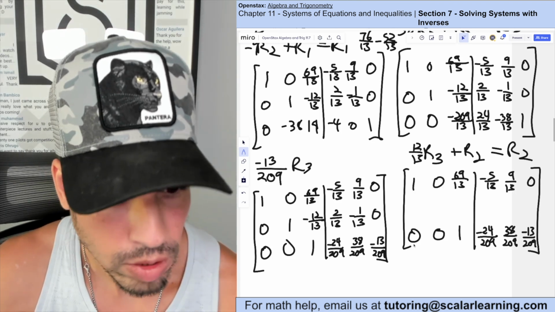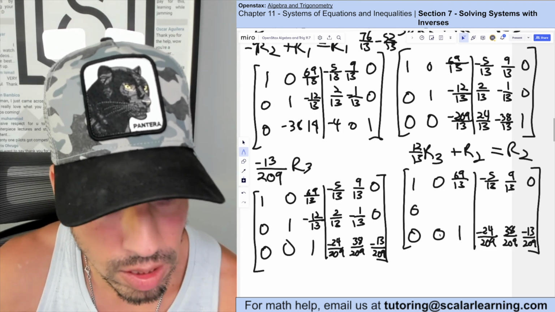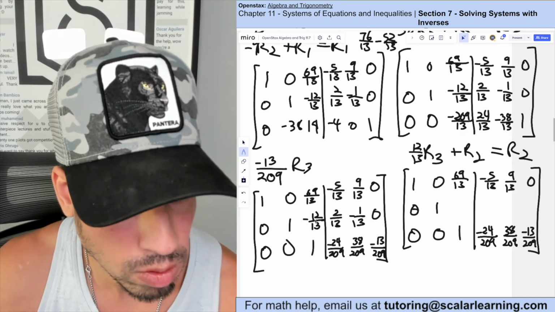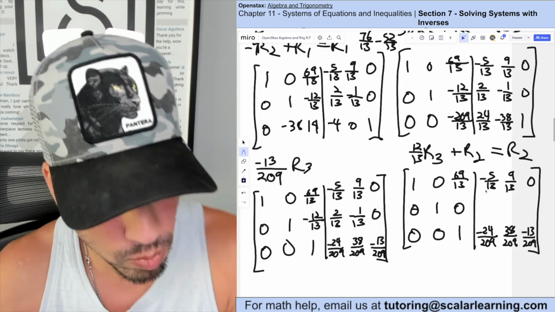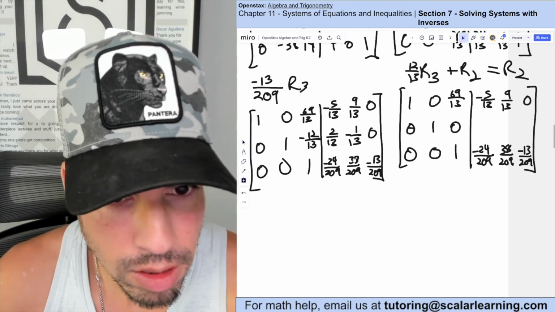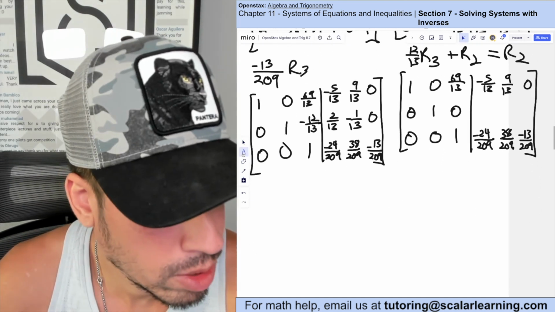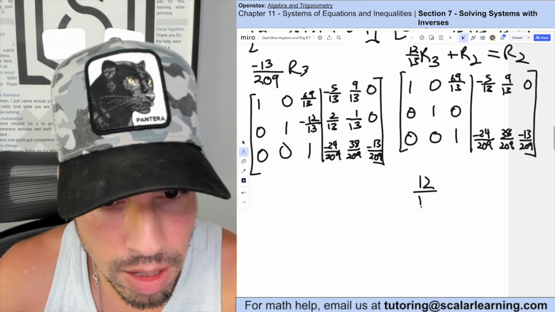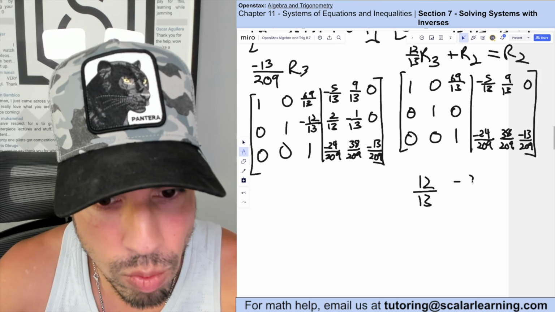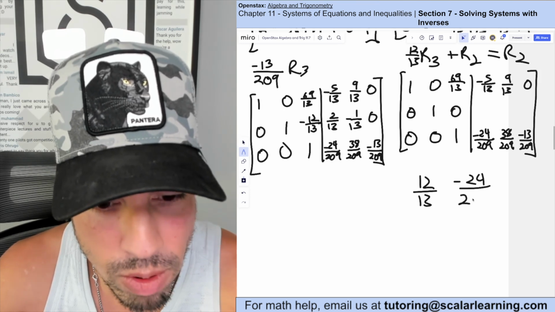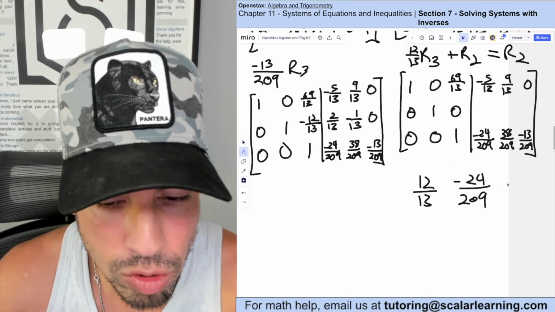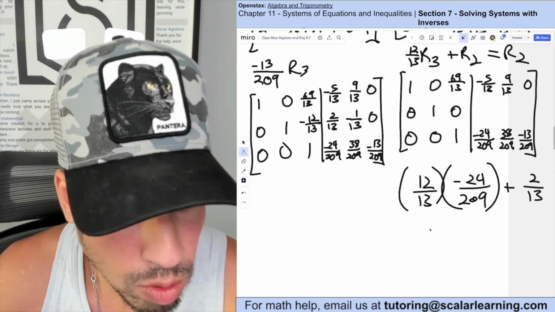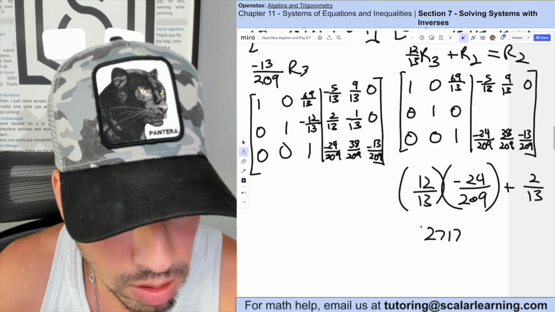Let's write it out. So yeah, that times 0 plus 0 is 0. That times 0 plus 1 is 1. That times 1 plus negative 12 over 13 is 0. That's what we want. Now I'm going to make a little bit more room because this is some heavy calculations we got to do here, right? We have to do 12 over 13 times negative 24 over 209, and then we're adding that to 2 over 13, like so, right? So 13 times 209 is 2717.